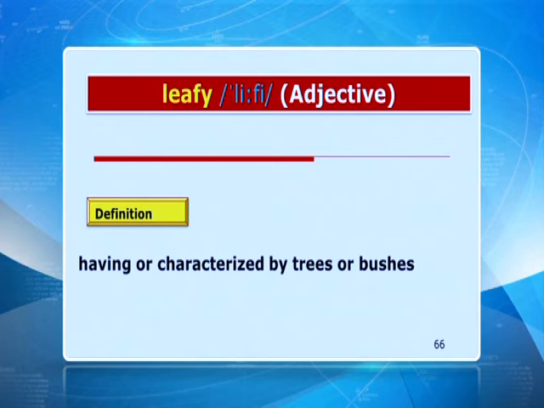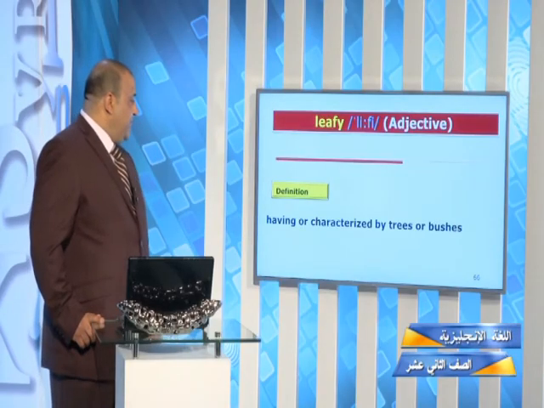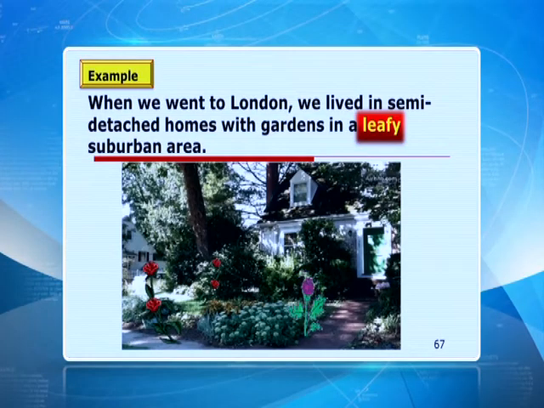Now we have the word leafy, which is an adjective, which means having or characterized by trees and bushes. For example, when we went to London, we lived in semi-detached homes with gardens in a leafy suburban area.